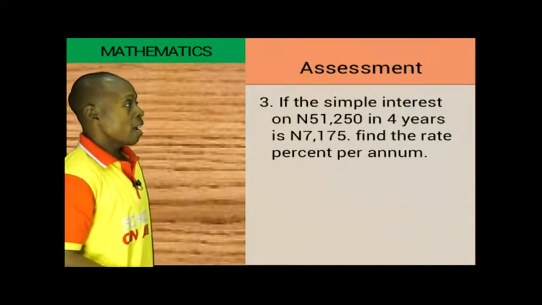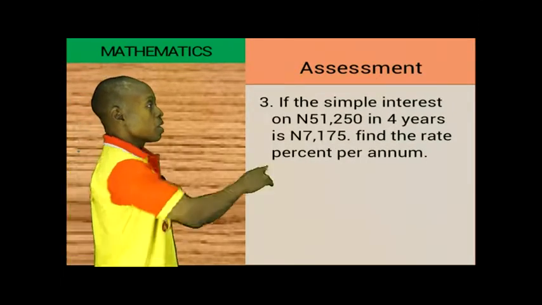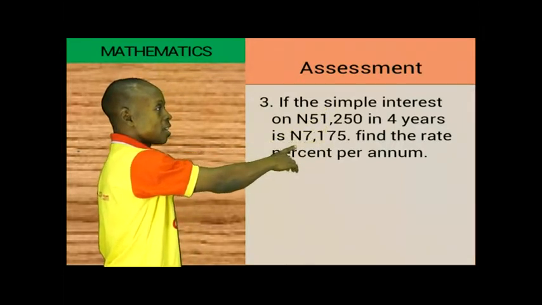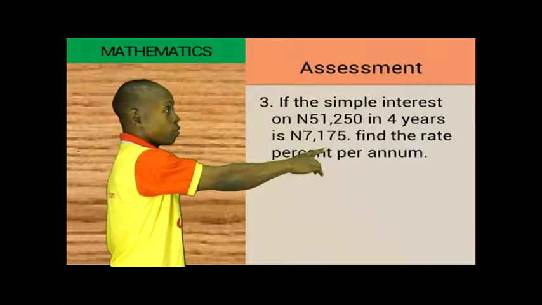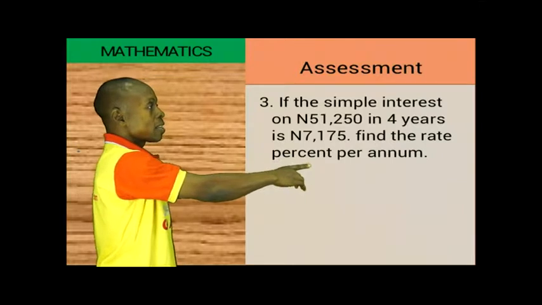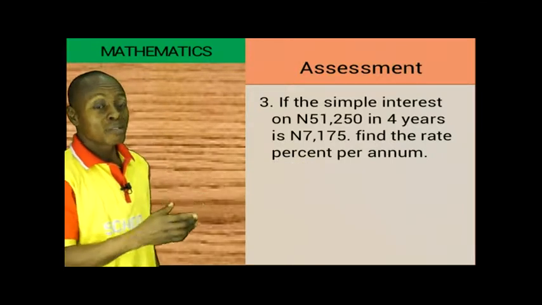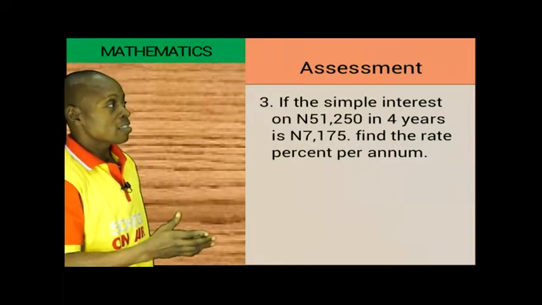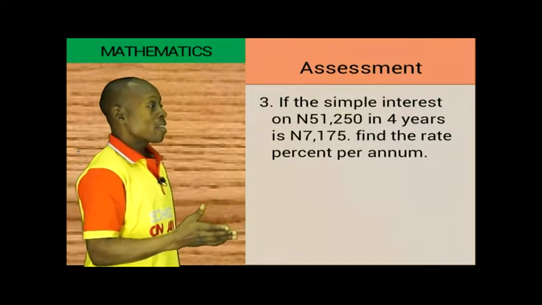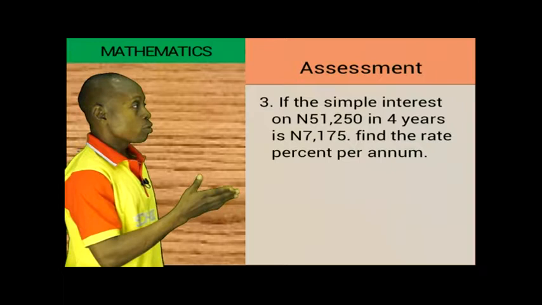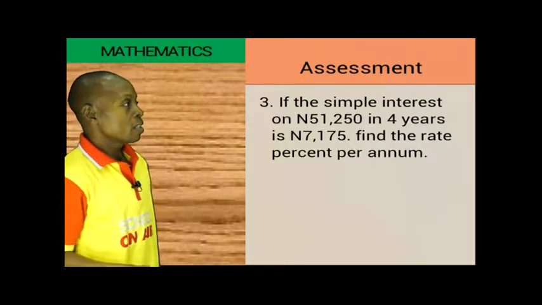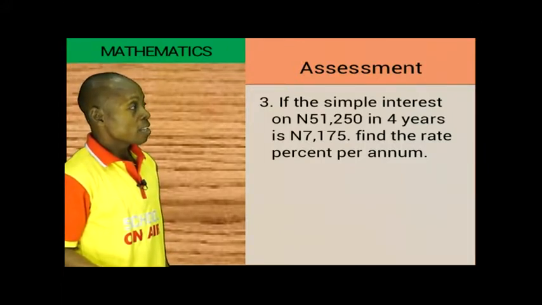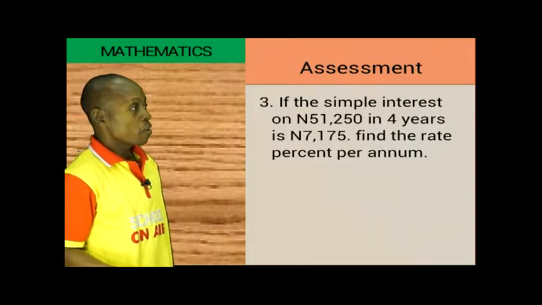So the next question, you are told the simple interest on 51,250 naira in 4 years is 7,175 naira, you have to find the rate percent per annum. This question is demanding for the rate, so you try to practice, you write out the formula for it and try to get all the necessary parameters and insert them into your formula and get the rate at which 51,250 naira will amount in 4 years. We gain an interest of 7,175 naira in 4 years.